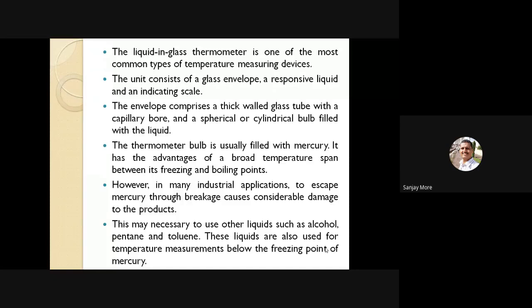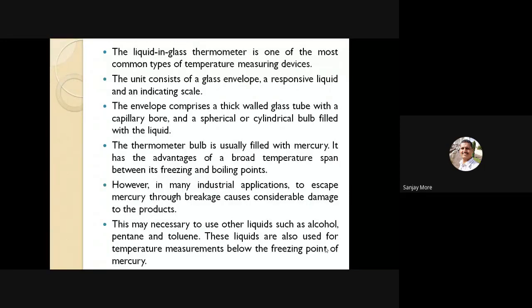However, in many industrial applications, escape of mercury through breakage causes considerable damage to the product. Full stop and next line.